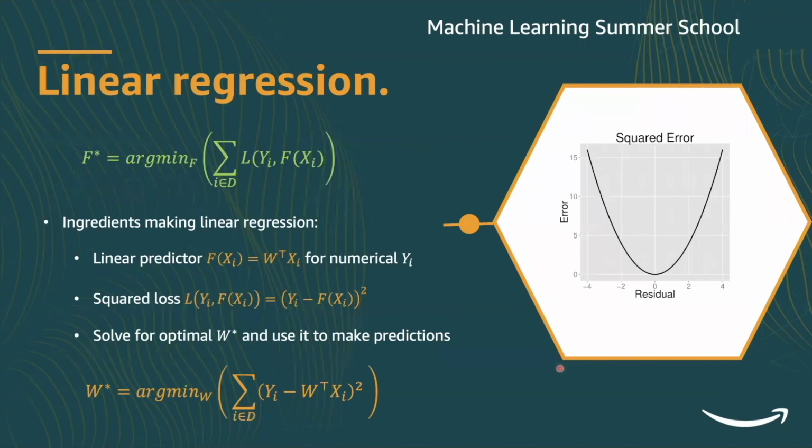Now we will look at some linear models. The simplest is the linear regression model. It is linear, so the predictor, like the name says, is a linear function of the feature variables. It's W transpose X, just like we have seen in the age income example. The loss is a squared loss, the true value minus predicted value squared. And this is what we would sum over all the data points in the training data and minimize.